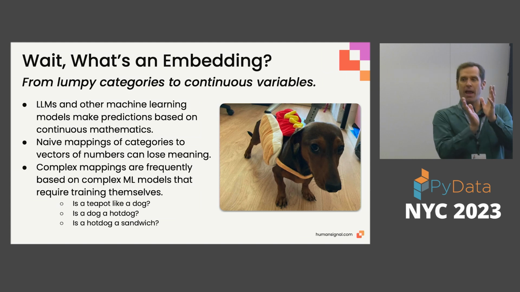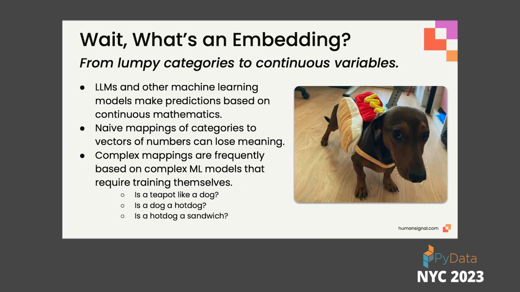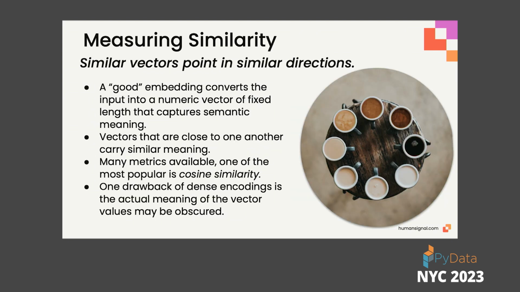You can imagine that for all of these different words in these contexts, there's a distance between them. The distance between teapot and dog is very large. The distance between dog and a hot dog is smaller. And the distance between a hot dog and a sandwich is probably going to be the smallest of the three. And so what we're doing is measuring similarities.